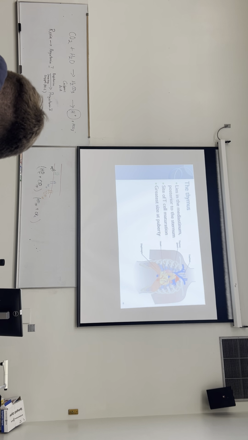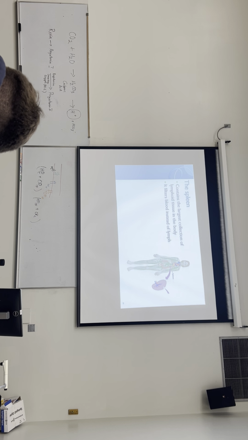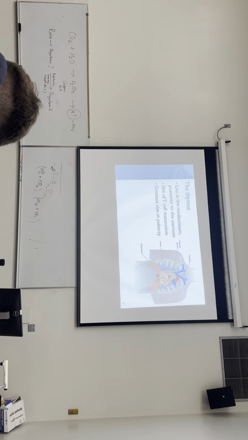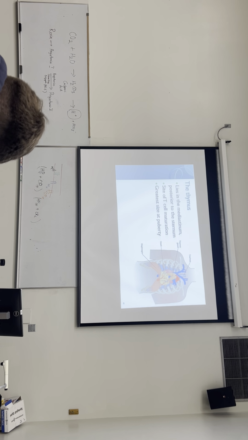So it's located in the mediastinum. What's the function? T cell maturation. We'll talk about what that means on Wednesday. The last organ is the spleen. The spleen is the largest of the lymphatic organs. Where is the spleen located? Left upper quadrant. What's that area called? Left hypochondriac. It's tucked in under our rib cage on the left side.